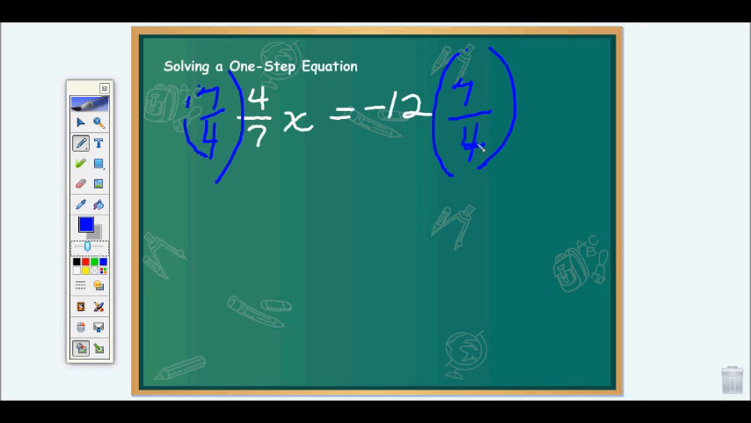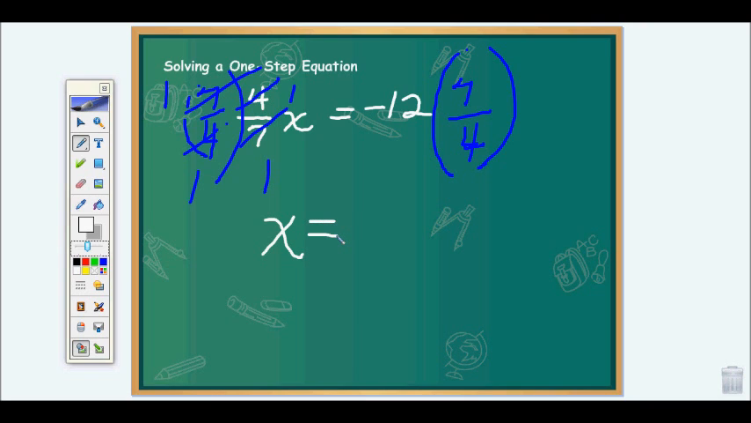Now this uses skills that we have learned in chapter 5 already. If I reduce, 4 goes into 4 once, 7 goes into 7 once. So I end up with 1 over 1, or just x on the left side. So we did solve for a single variable.